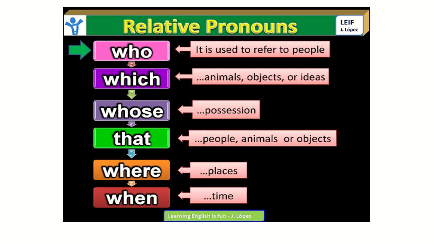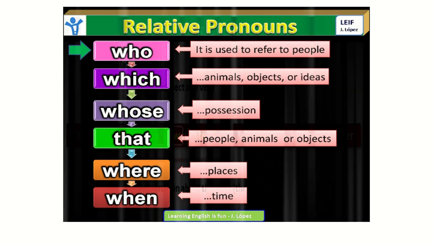So who I use for referring to people, which for animals, objects, or ideas, whose for possession, that either for people, animals, or objects, but it has some restrictions. We'll talk about that now. Where for places, and when for time.